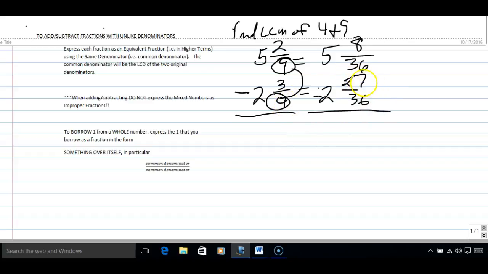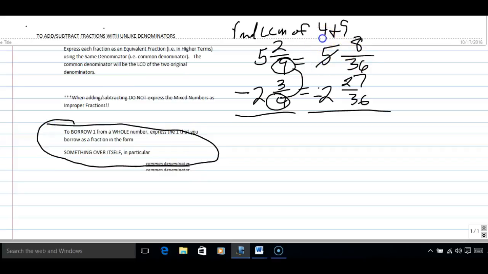But here I have an issue. I can't take 27 from 8 because 27 is larger than 8. So here I'm going to have to borrow 1 from the whole number. So I've got to borrow 1 from the 5. So mark it out and make it 4. Now this does not become 18. This is not tenths. My fraction is not tenths. So I cannot add 10 and 8.